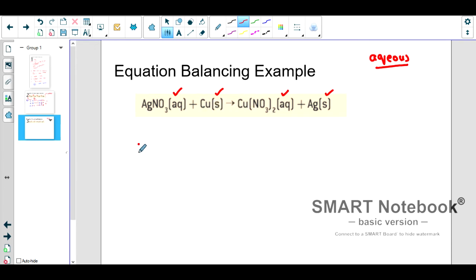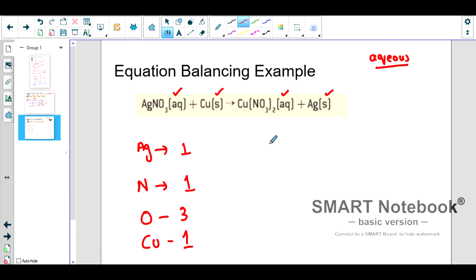Let's start. We have Ag. How many Ags do we have on the left side? We have 1. How many nitrogens do we have here? We have 1. How many oxygens? Oxygens we have is 3. And how many copper? Copper we have is 1.